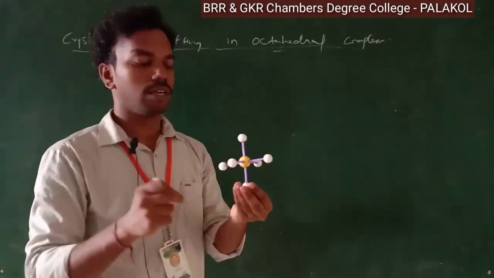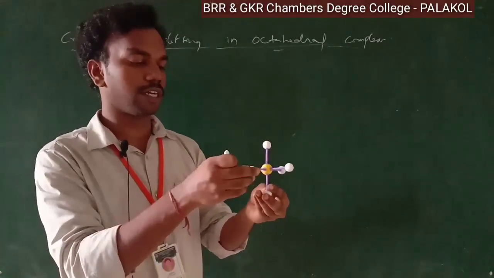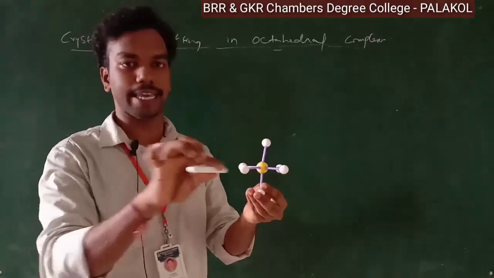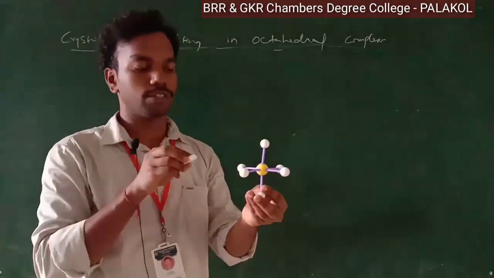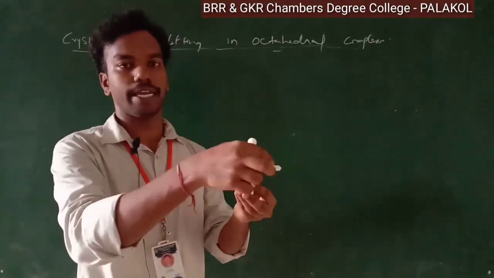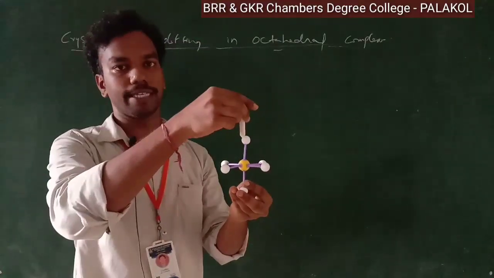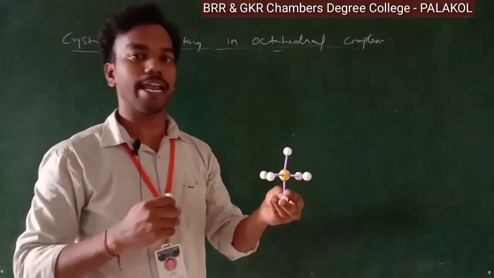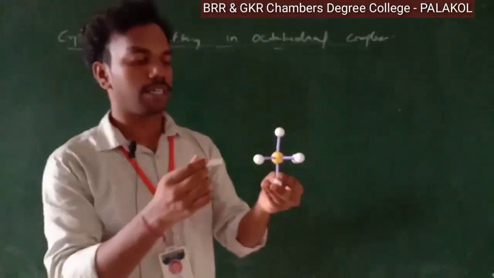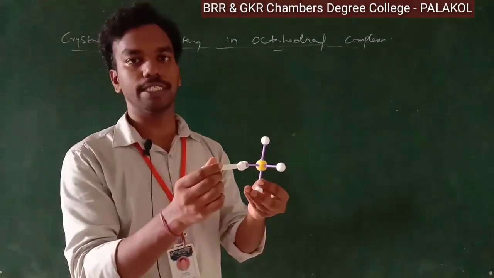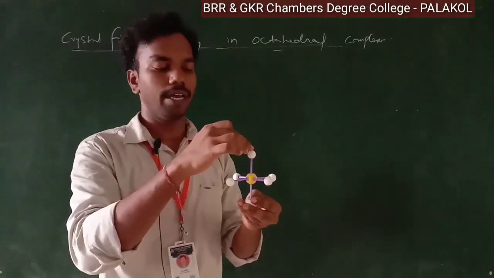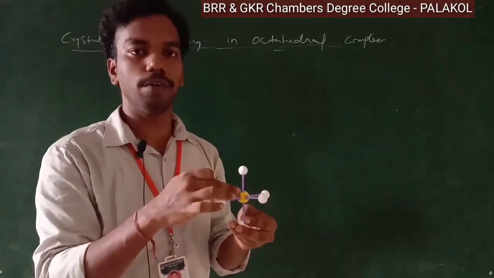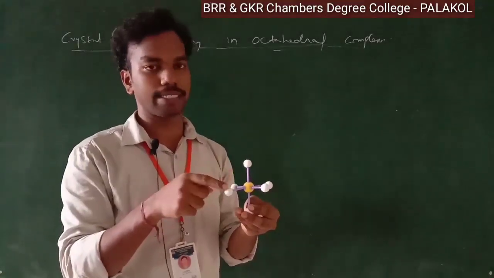Now, if you consider this axis as the x-axis, along the x-axis we have 2 ligands. Along the y-axis we have 2 ligands. Along the z-axis we have 2 ligands. That means the ligands donate electron density along the x-axis, y-axis, and z-axis, approaching the center metal atom along these axes.